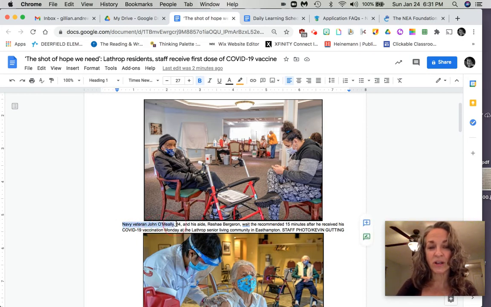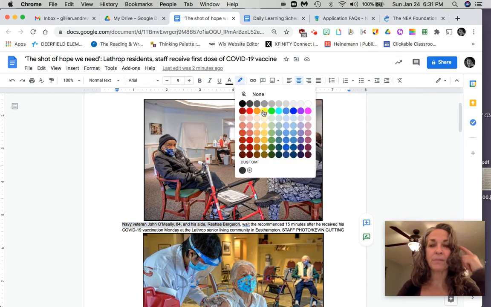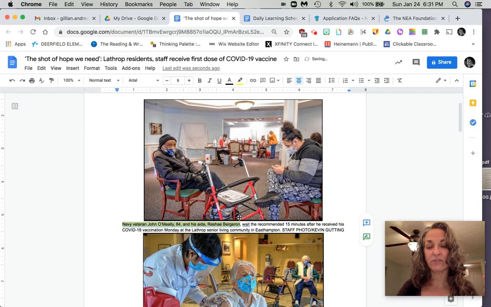Navy veteran John O'Meally, 84 years old. Wow. And his aide, Rashai Bergeron. Okay, those are the who. Do you guys agree? And I'm going to remember my who is yellow. So if you need to write down your color coding, that might be helpful also.